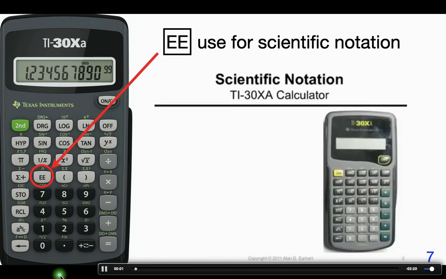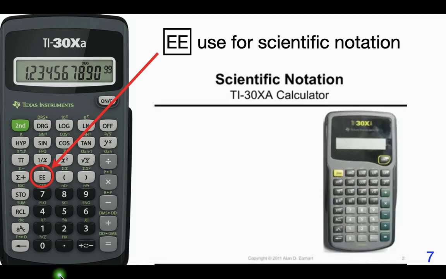Let's see how you enter numbers in scientific notation on the TI-30XA calculator. It's a relatively inexpensive calculator. There's lots of functions on it. Very useful.